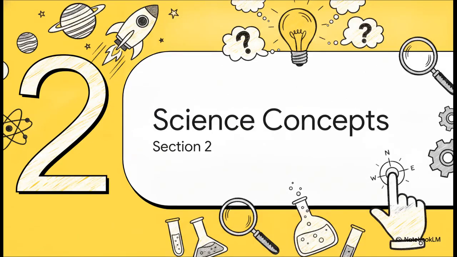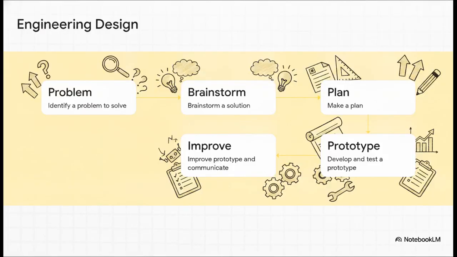Section 2, Core Science Concepts. Let's see how this all builds into the engineering design process, which you're going to introduce on day 5. The absolute most important thing to convey to your students here is that this isn't some straight, one-and-done line. It's a repeatable cycle. Engineers identify a problem, brainstorm a solution, make a plan, build a prototype, test it, and then, crucially, they improve it based on criteria. And remember, those criteria are just the specific conditions that absolutely must be met for a design to be considered successful.